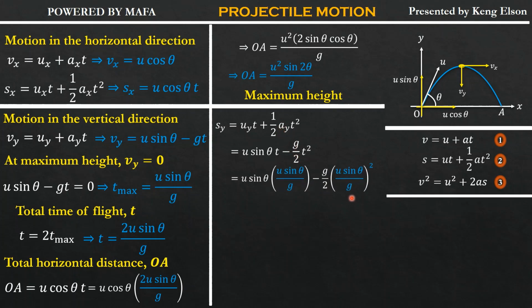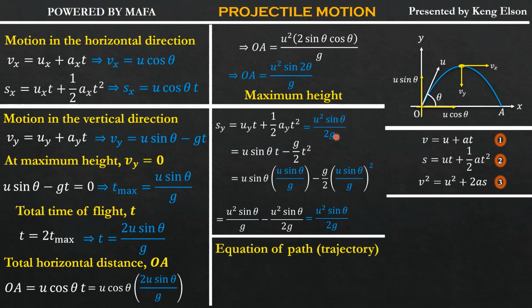Now since we are looking for the maximum height, we are going to replace t here with the time to reach maximum height, which is u sine theta divided by g. So we replace t with u sine theta on g, but of course we have to square it. So this simplifies to u squared sine squared theta on g, and this simplifies to u squared sine squared theta on 2g. When we do the difference, we get u squared sine squared theta on 2g, so it means our maximum height is u squared sine squared theta on 2g.